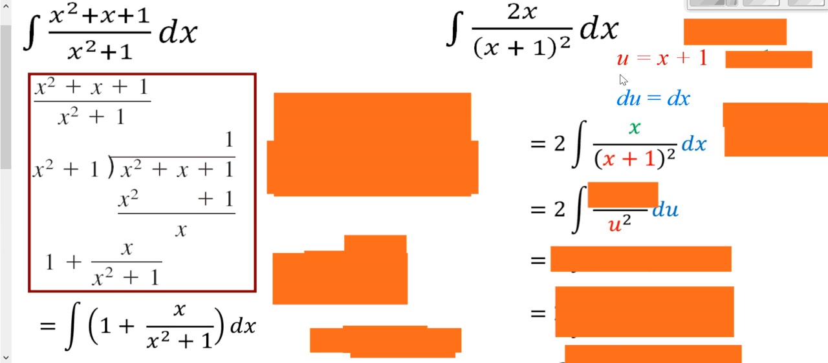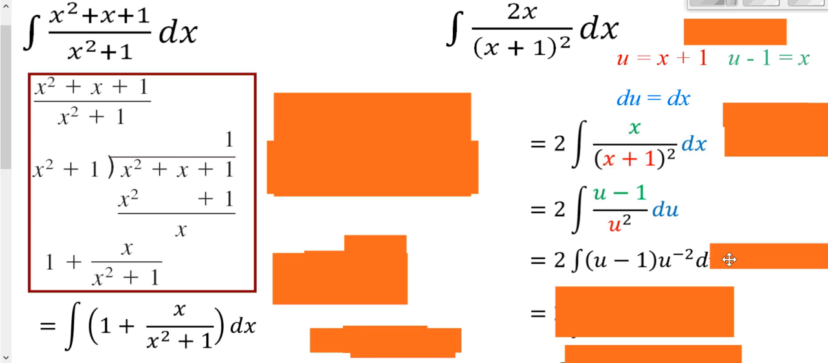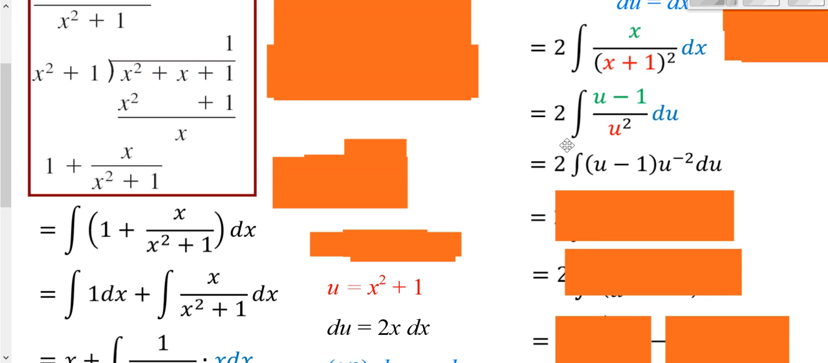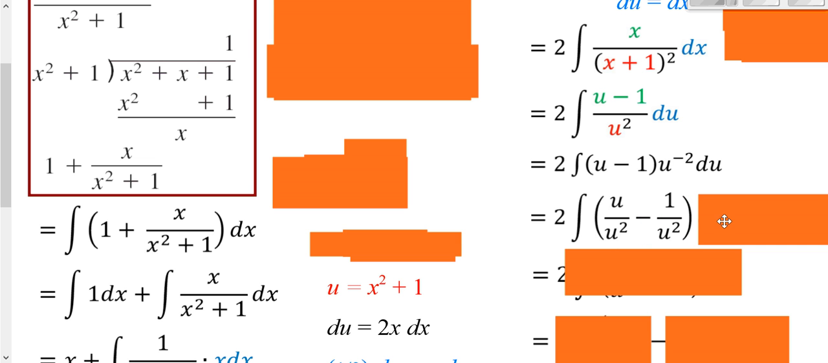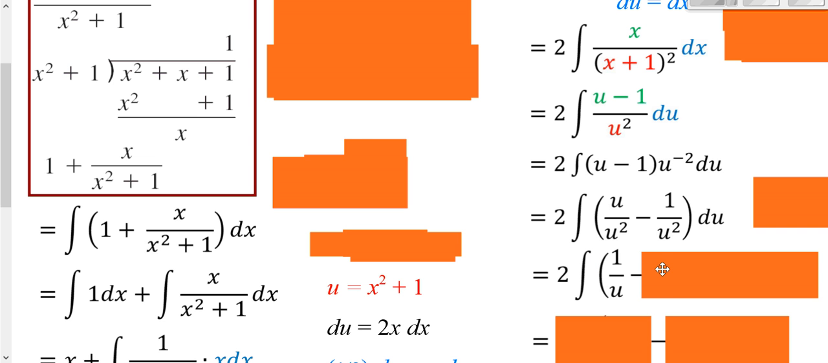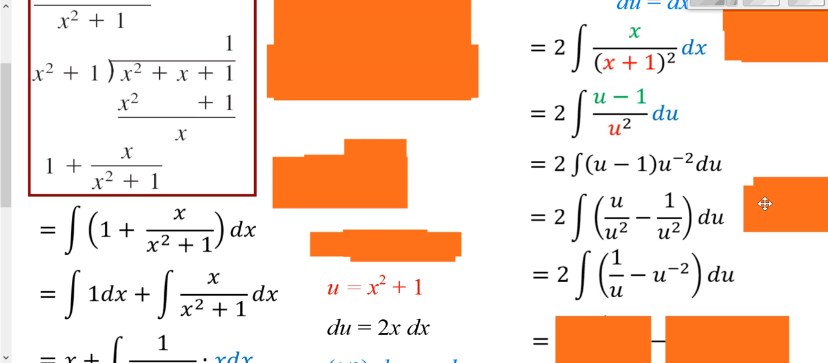Well, all we'd have to do is take our u right here, solve it for x. So we could just subtract 1 from both sides, and that's your x. So we can come along, replace your x here in green with a u minus 1. Now, we still have variables divided by variables, but that's okay. We can take our u squared on the bottom and bring it up as a negative exponent. We could then go ahead and distribute through. Well, if we do that, we would get this minus this. That first fraction simplifies to a 1 over u. The second fraction is u to the negative 2.